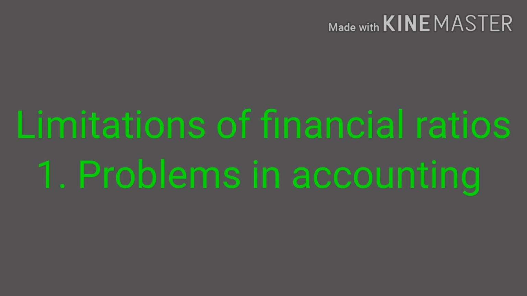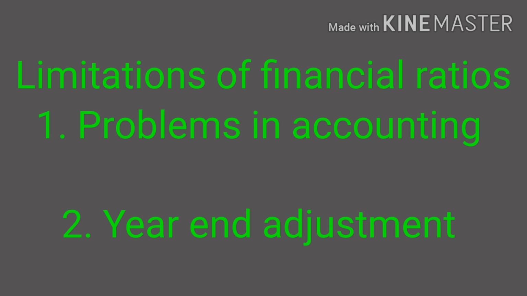Now let us see some limitations of financial ratios. 1. The problems in accounting. Ratios are based on accounting figures given in the financial statements. However, the accounting figures are themselves subject to deficiencies of approximation, diversity in practice, and manipulation to some extent. To give good shape to the popularly used financial ratios like current ratio, debt equity ratio, the business may make some year-end adjustments. Such window dressing can change the character of financial ratios to mislead the users.